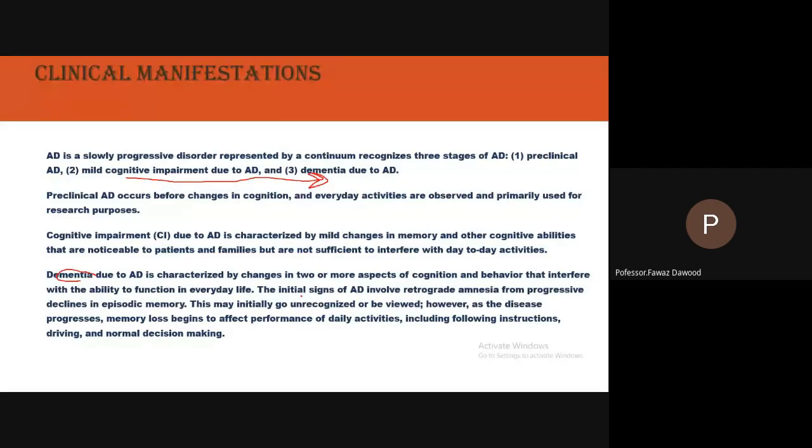The initial sign of Alzheimer's, there will be retrograde amnesia from progressive decline in the episodic memory. Then after that, unrecognized faces could be demonstrated, and the patient may complain from memory loss. And all the daily activity is going to be affected.